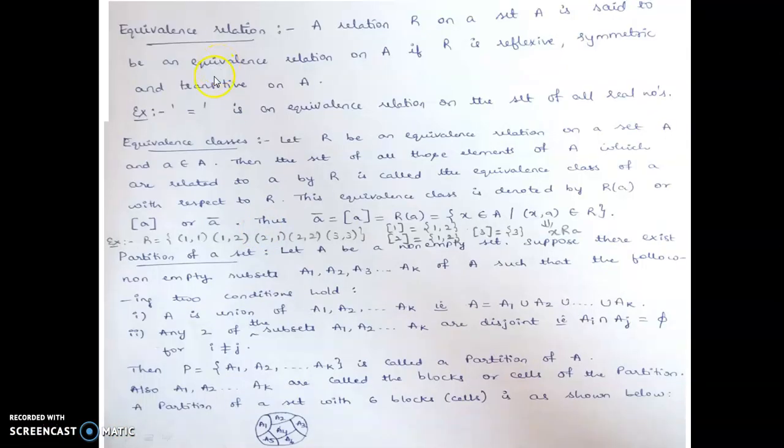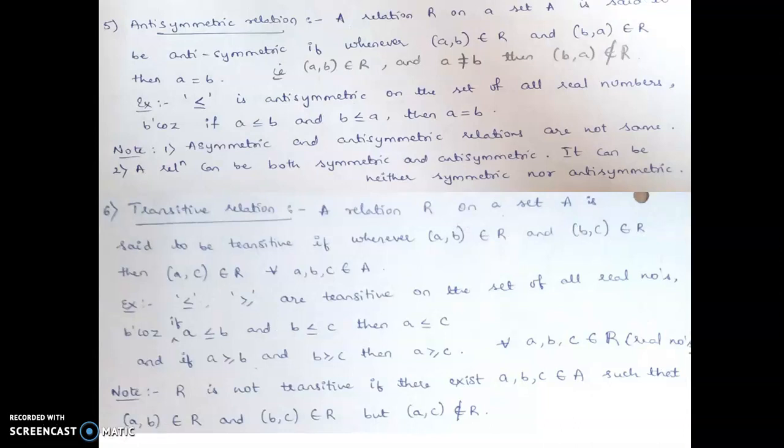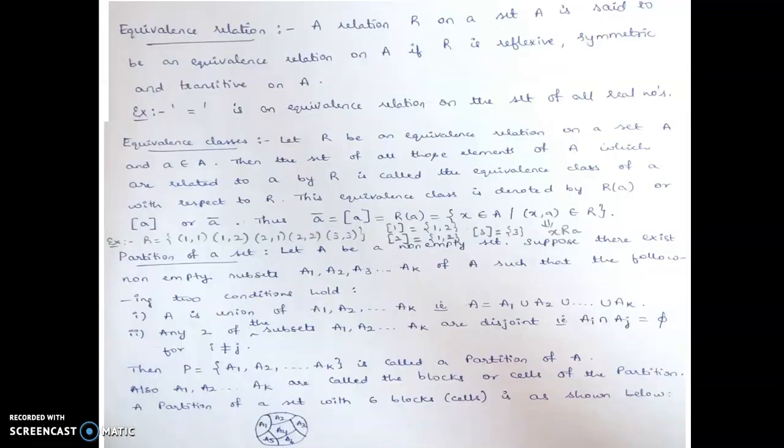Equivalence relation. What is an equivalence relation? A relation R on a set A is said to be an equivalence relation on A if R is reflexive, symmetric, and transitive. If a relation fulfills these three criteria, then we say that it's an equivalence relation. That is, it should be reflexive, symmetric, and transitive.